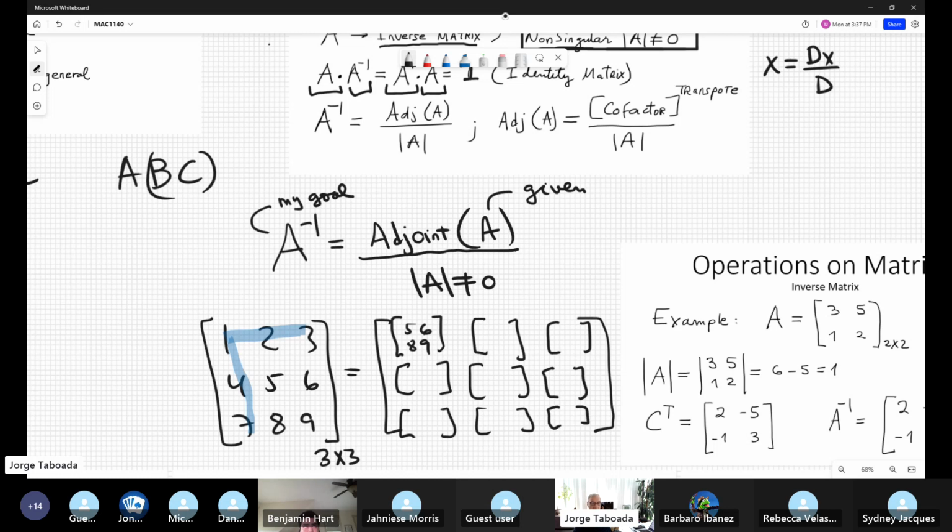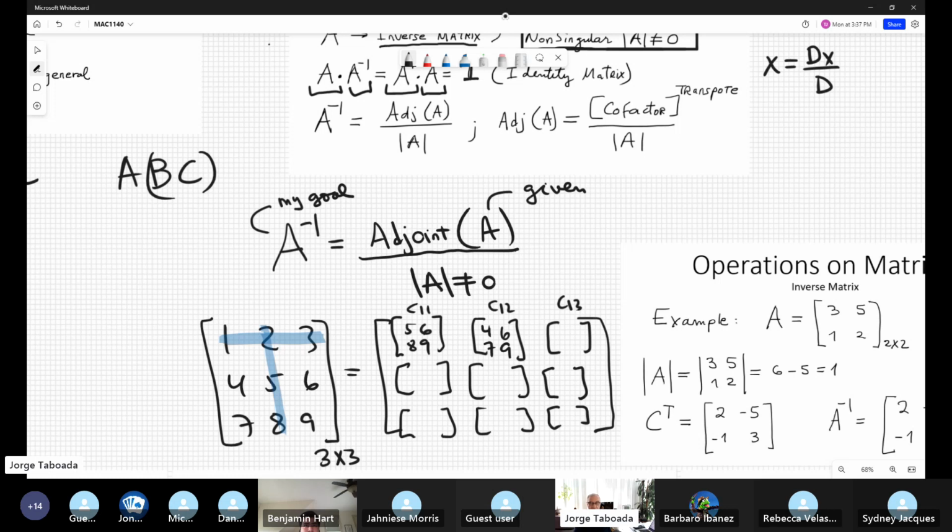Let me erase this. This was the cofactor 1, 1. This is the cofactor 1, 2. This is the cofactor 1, 3. Let me try at least to do one row, because the rest is the same intuitive idea. You delete row 1 and column 2. The numbers that stay alive are 4, 6, 7, and 9. You compute this determinant, and this is the cofactor.